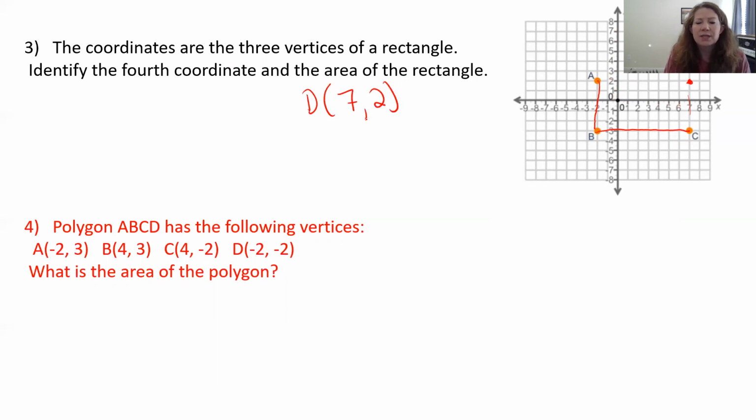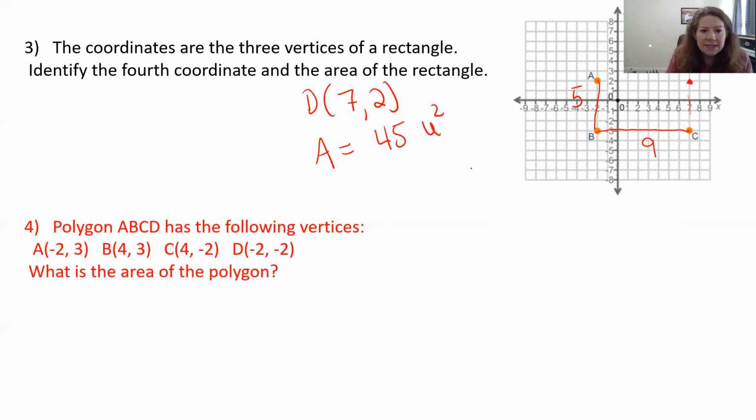And then the question is, what is the area of the rectangle? Well, this length is 1, 2, 3, 4, 5. And this length should be 9. Let's see, 1, 2, 3, 4, 5, 6, 7, 8, 9. So we're right. So the area of this rectangle, 9 times 5 is 45 units squared.